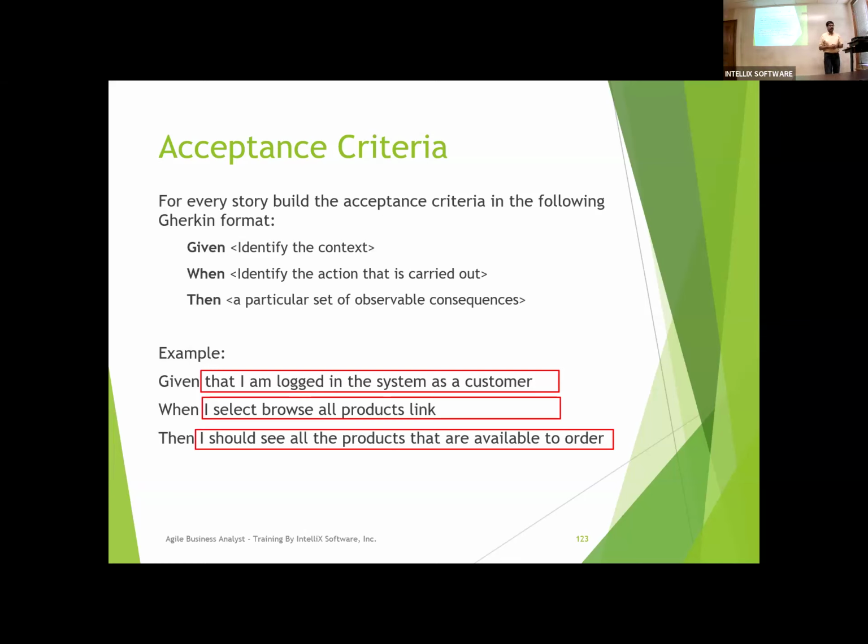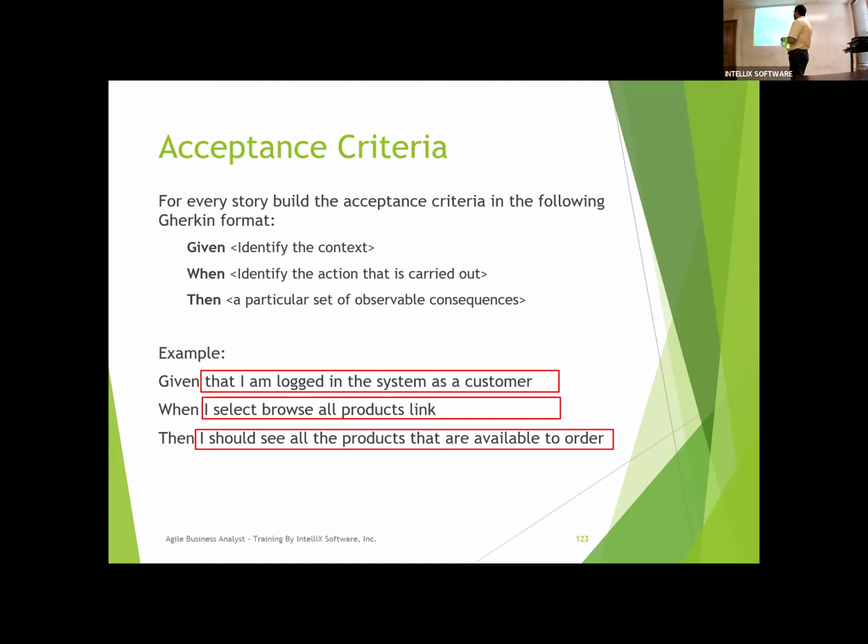So a perfect example, right? When we're talking about customer creations, right? As a given, I'm logged into the system as a customer, right? So it's giving you context. What is the precondition? I'm logged into the system, right? And then what action am I going to do? I'm going to click on show me all the products, right? So that's the action I'm taking. And what is the expected result? The expected result is I should be seeing all the products that are available for me to order, or available in the catalog, right?